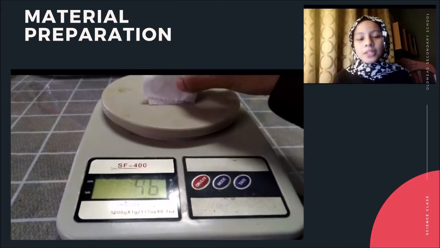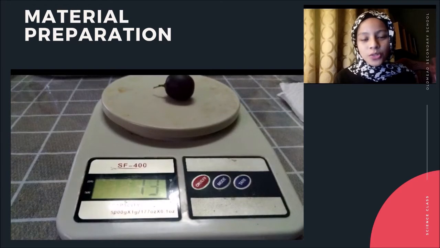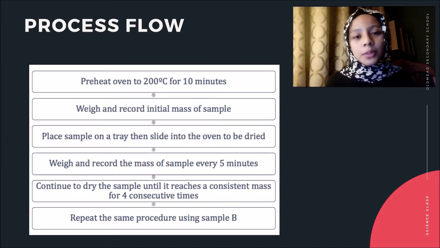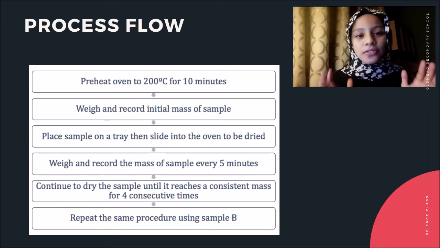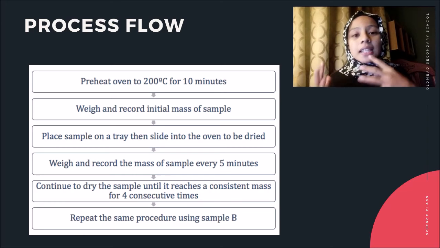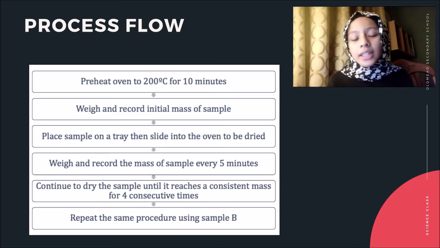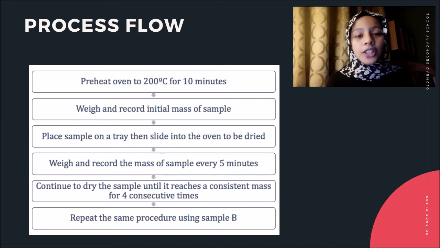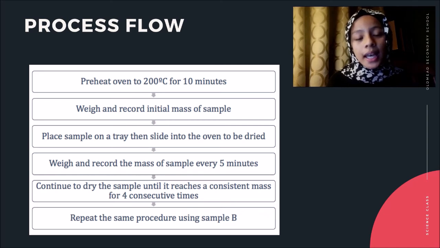So the whole experimental procedure can easily be compressed into a simple process flow diagram. The first thing to do is to preheat the oven to 200 degrees Celsius for 10 minutes, and then weigh and record the initial mass of the sample. Then you place the sample onto a tray and slide it into the oven to be dried. The sample needs to be weighed and the mass recorded every 5 minutes.